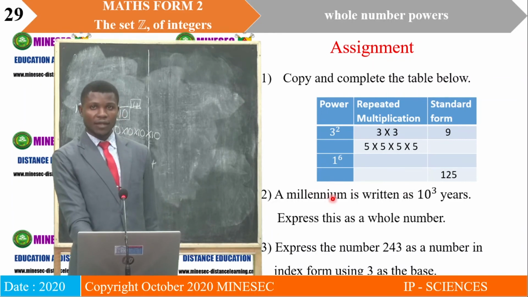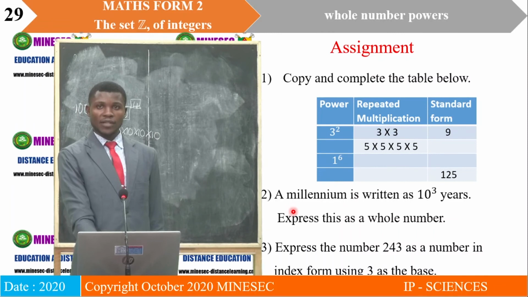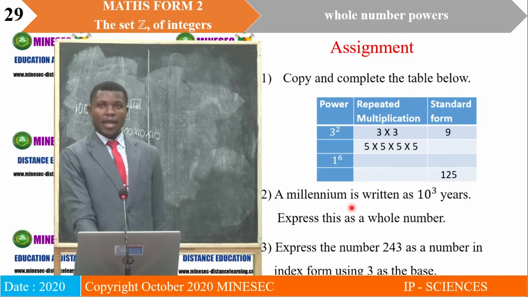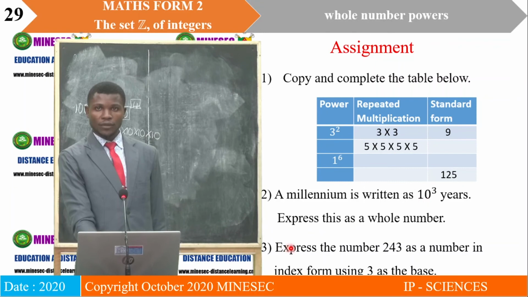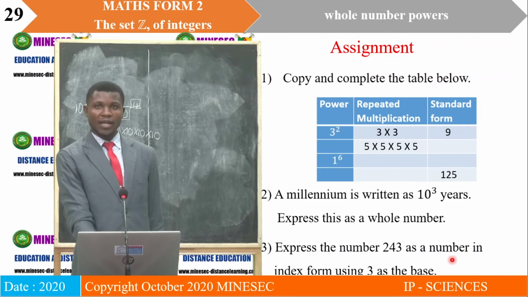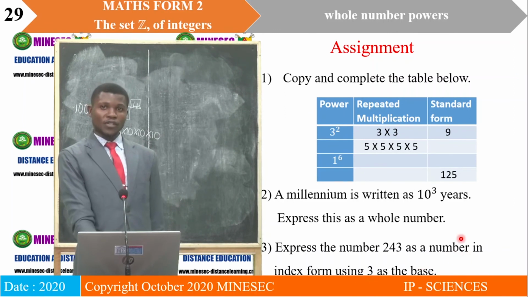In the second question for the assignment, it is said a millennium is written as 10 raised to the power 3 years. Express this as a whole number. That is, you have to express 10 raised to the power 3 as a whole number. The third question is express the number 243 as a number in index form using 3 as the base. So you use 3 as the base, and then you find out how many times you can multiply 3 for it to give you 243.